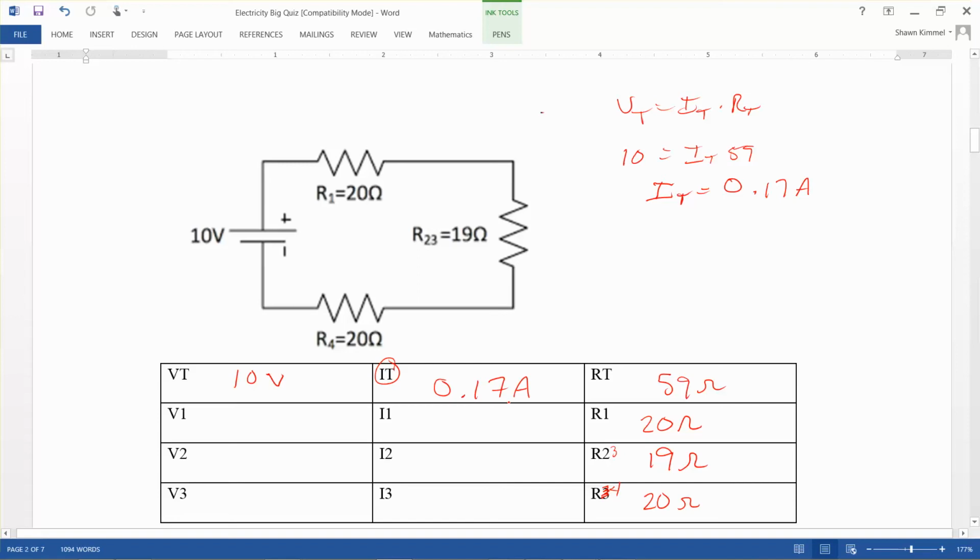Now for series circuits, what do we know? Well, we know that all of the currents are the same. So my next step was to use that concept. The last part is to use V equals IR again to find our voltages. So I'm going to use V equals I times R: 0.17 times 20, 0.17 times 19, and then 0.17 times 20 again, but I'm not going to write it twice because it's going to be the same answer. 0.17 times 20 gives me 3.4.